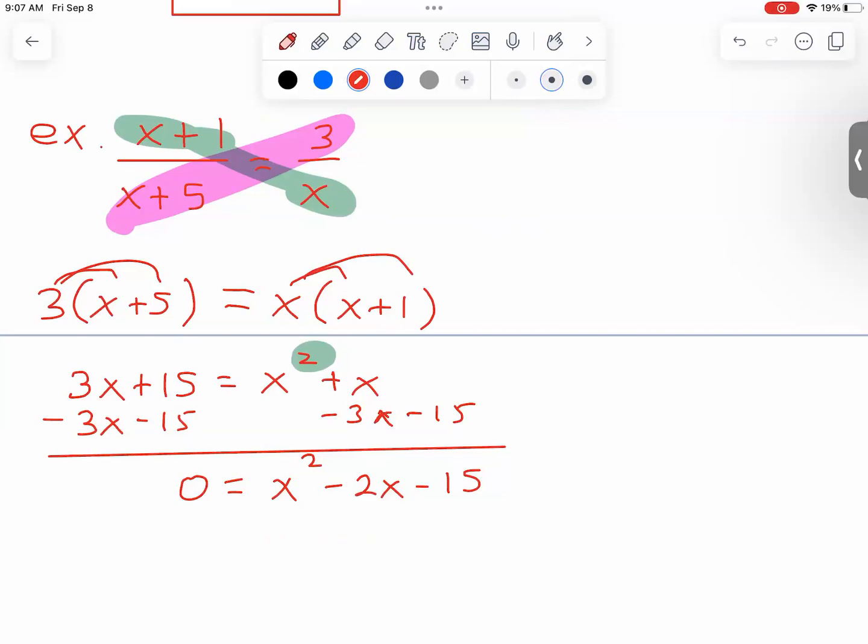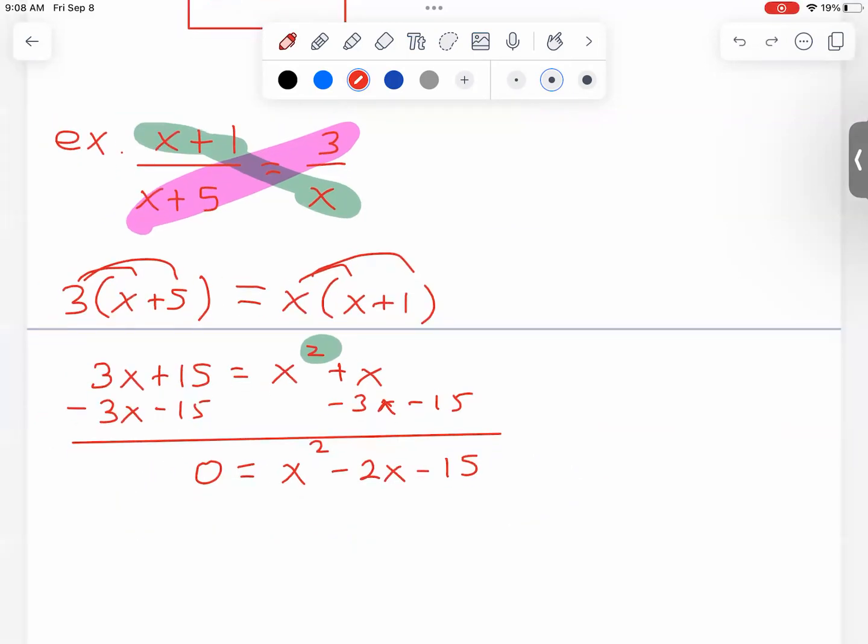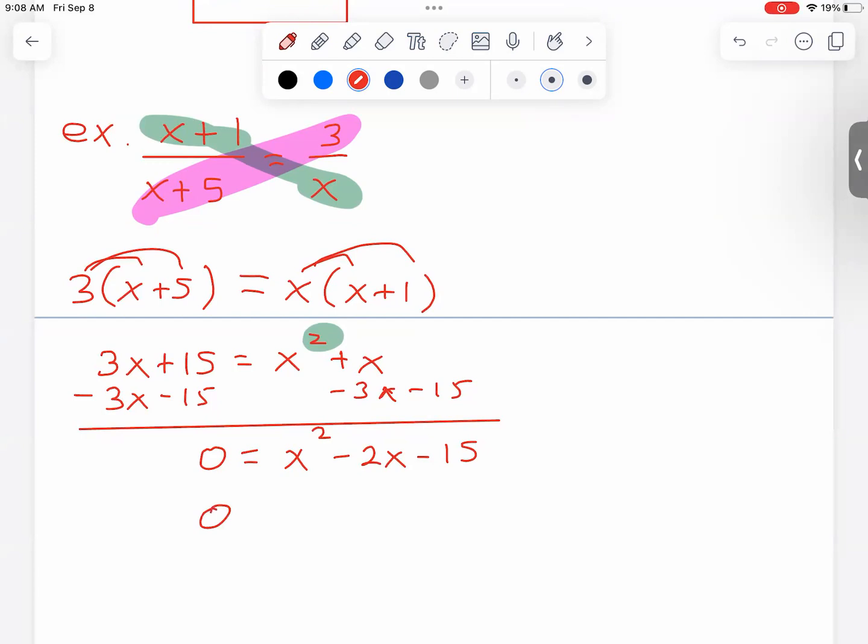Okay, so I moved all the terms to the right side. So I took this 3x, I moved it over there by subtracting 3x. I took that 15, I moved it over there by subtracting 15. And so I get x squared minus 2x minus 15. And that is one of those factoring problems.